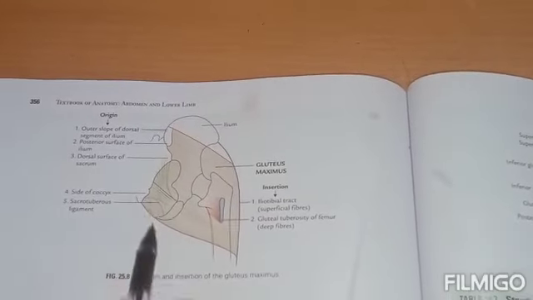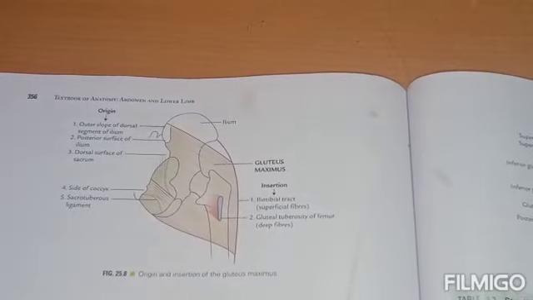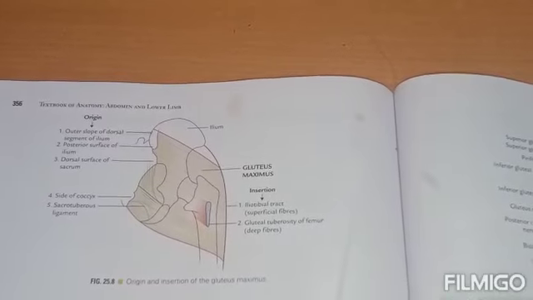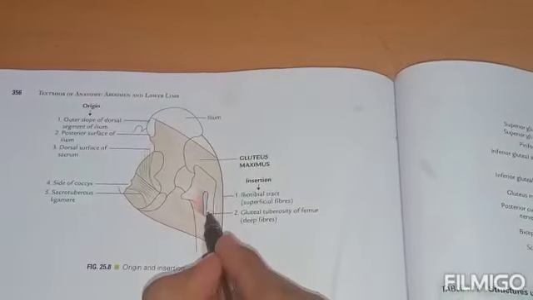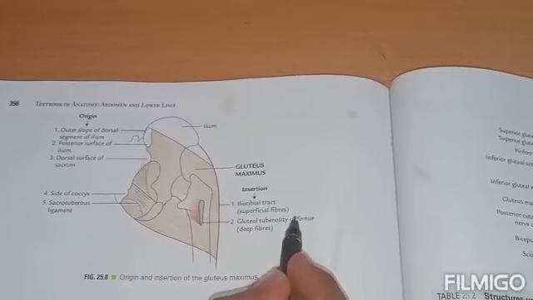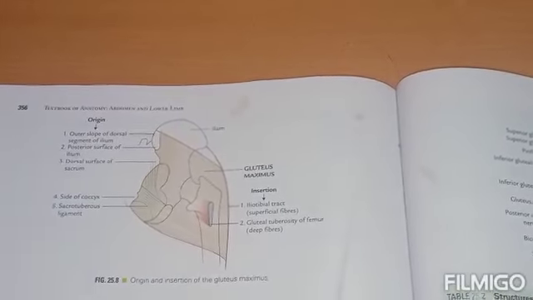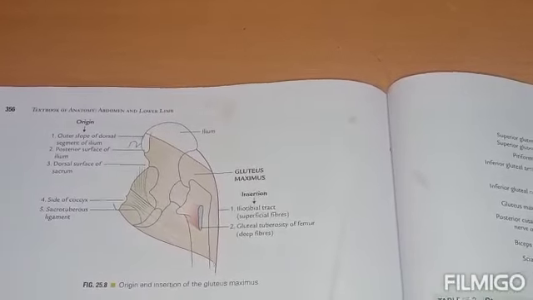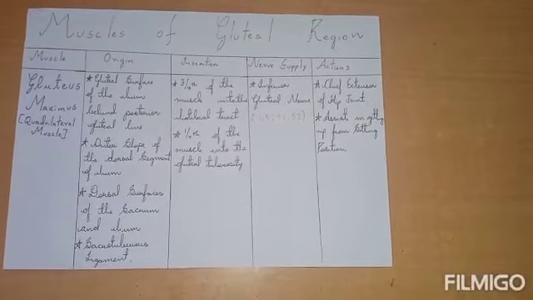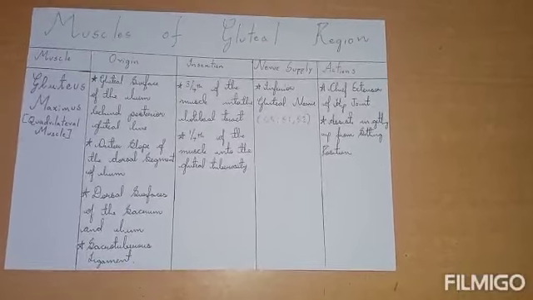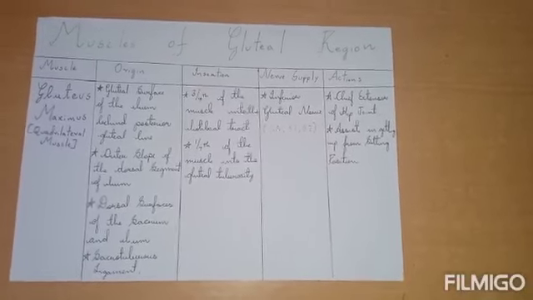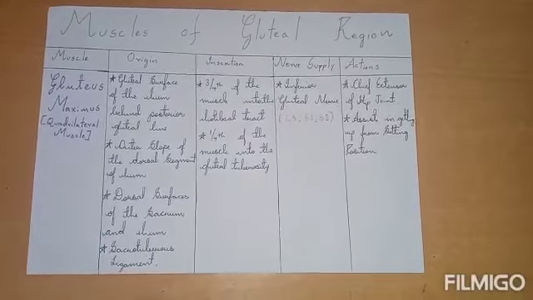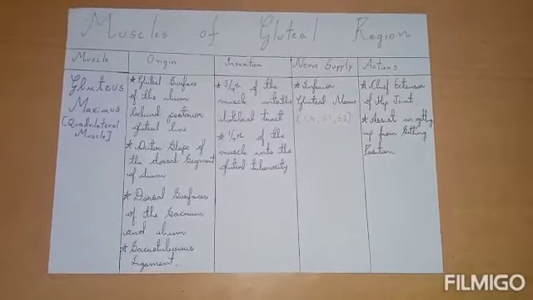Coming to the insertion, the deep fibers of the lower part of this muscle are inserted into the gluteal tuberosity. This is the gluteal tuberosity of femur. And the greater part of the muscle is inserted into the iliotibial tract. This gluteus maximus muscle is innervated by inferior gluteal nerve. And coming to the actions, it is the chief extensor of thigh at hip joint. Other actions also include lateral rotation and abduction of thigh.